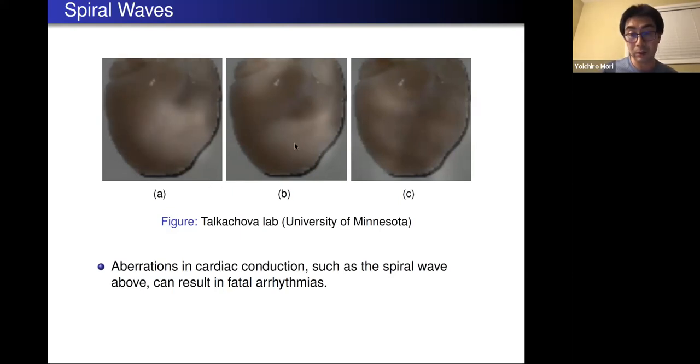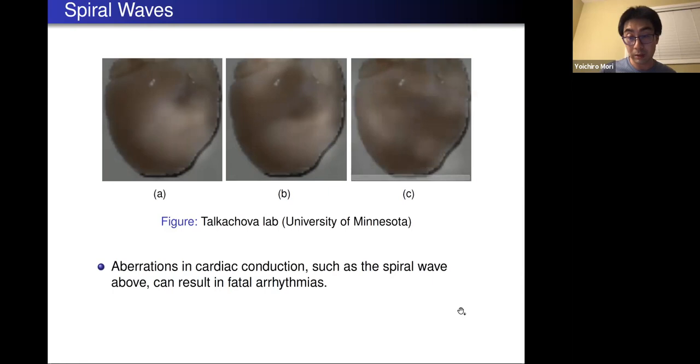That's a very fast rhythm, but this kind of ventricular tachycardia can often devolve into what is called ventricular fibrillation, which is the pattern that you are seeing here, and this is fatal, as probably many of you know. As you can see, these kinds of abnormalities in the cardiac conduction can result in fatal arrhythmias. And one of the important goals of cardiac electrophysiology is to understand these kinds of arrhythmias.